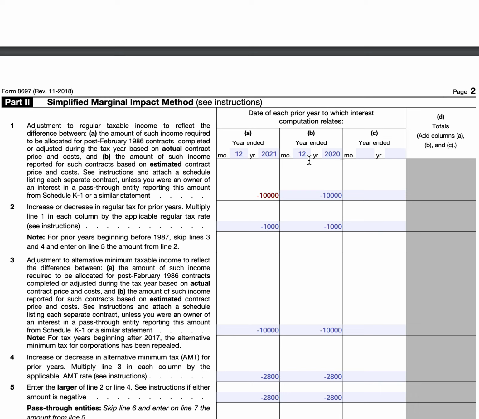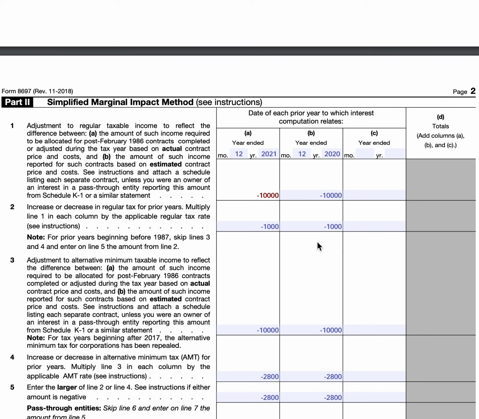A word of caution, you may decide before electing the simplified marginal impact method to maybe calculate your interest and tax liability under both for prior years, and based on your situation, make your election on whether or not you're going to simplify or do the regular method. For large dollar amounts, you may find that there is a significant difference in doing it one way or the other. And in a lot of situations, the regular method may be more tax efficient for you, even if it takes a little bit more work.